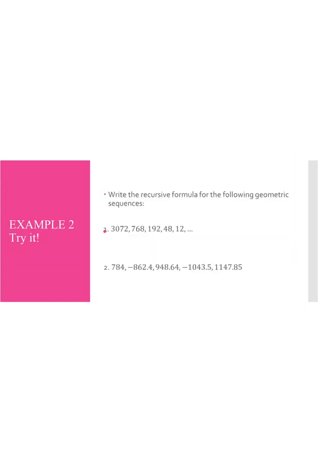We're going to do a couple of examples. Here, write the recursive formula for the following geometric sequences. So again, I need to know what my first term is. And in my first example, it is 3072. And then I need a rule.